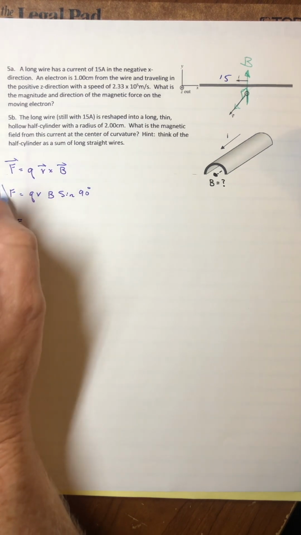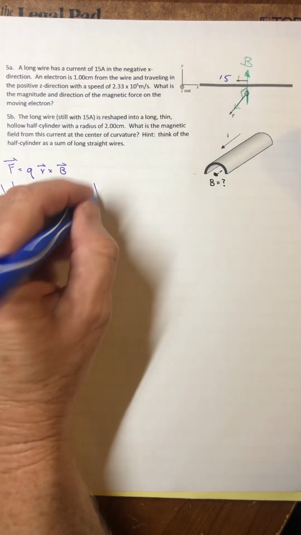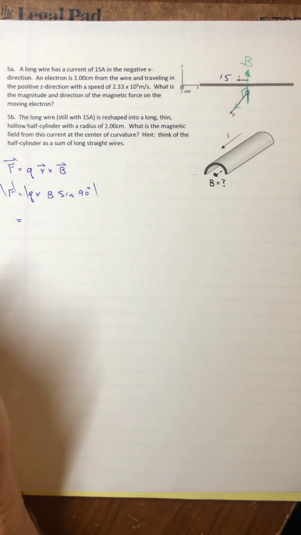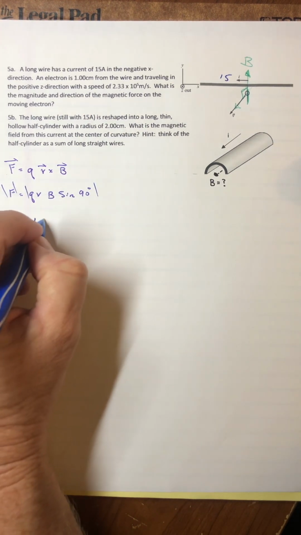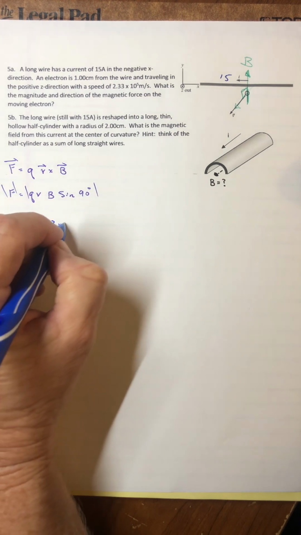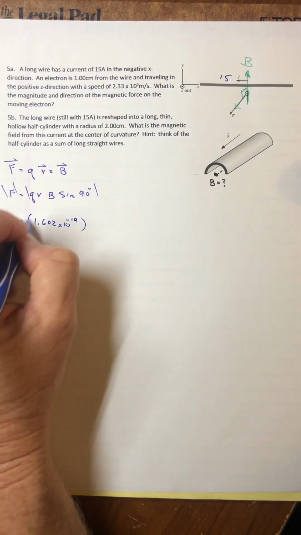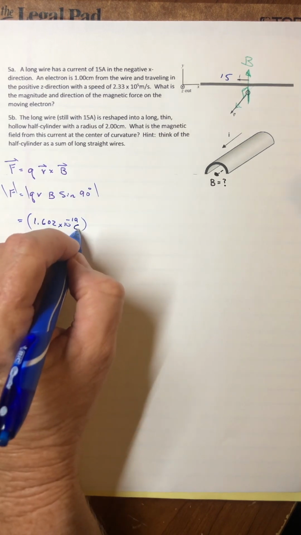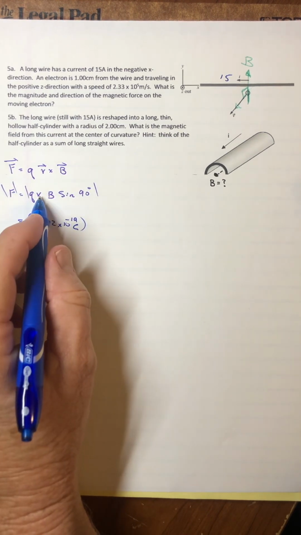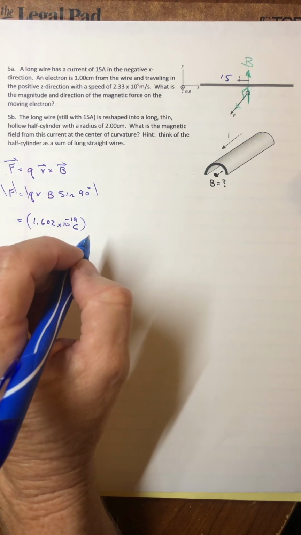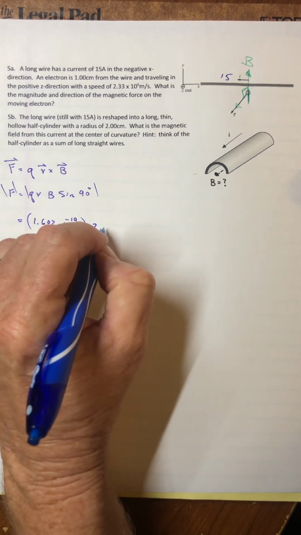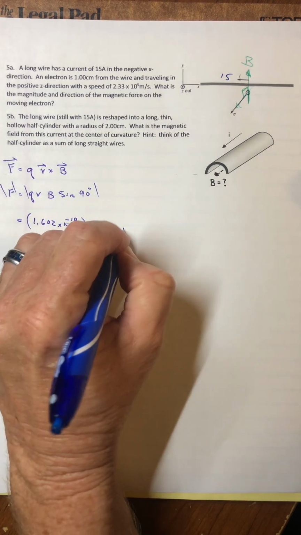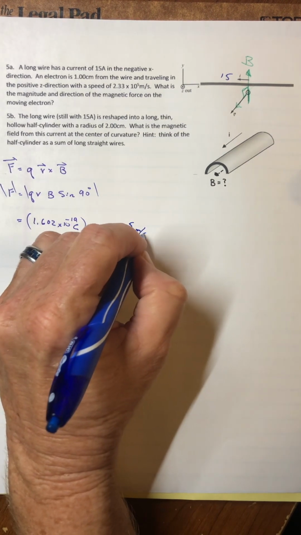So again, just focusing on the magnitude, I won't worry about any direction or positives or negatives. So the charge on the electron, without worrying about the negative, is 1.602 times 10 to the negative 19 coulombs. The velocity, again, not worrying about any kind of positive or negative here, is 2.33 times 10 to the 5 meters per second.